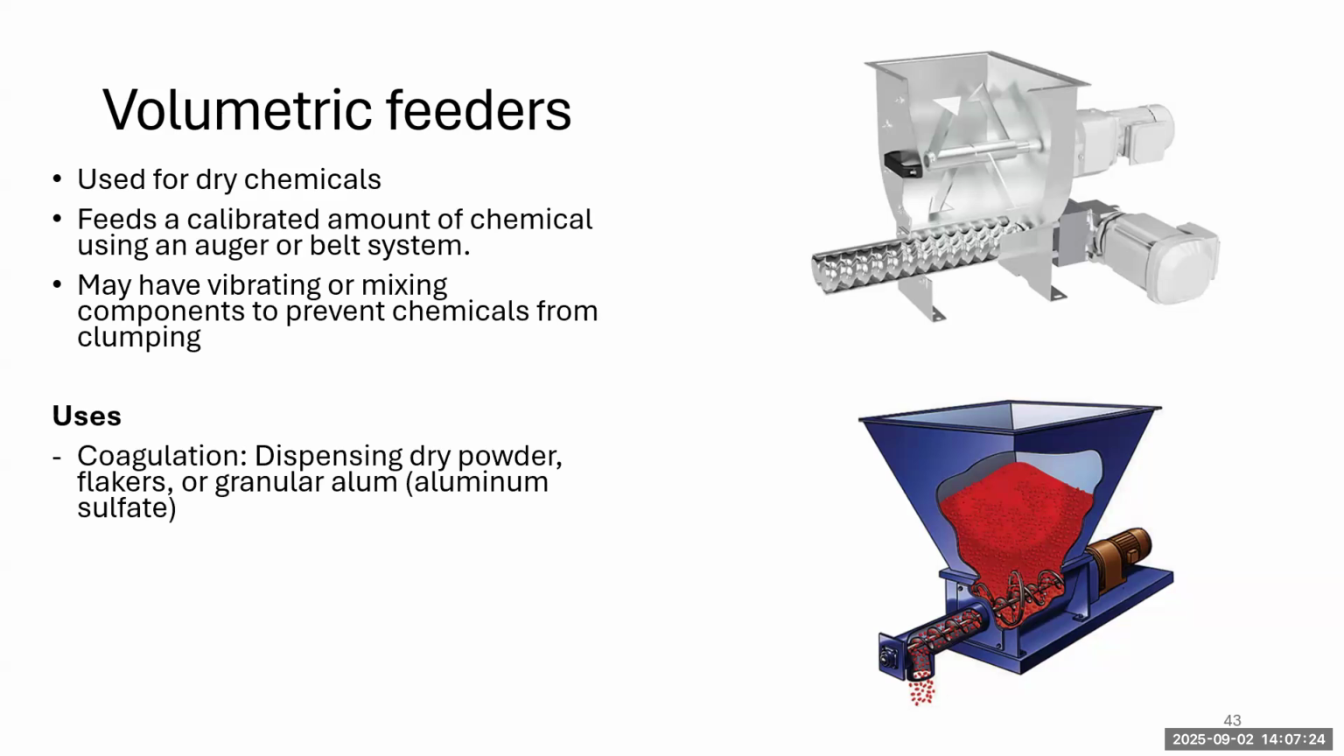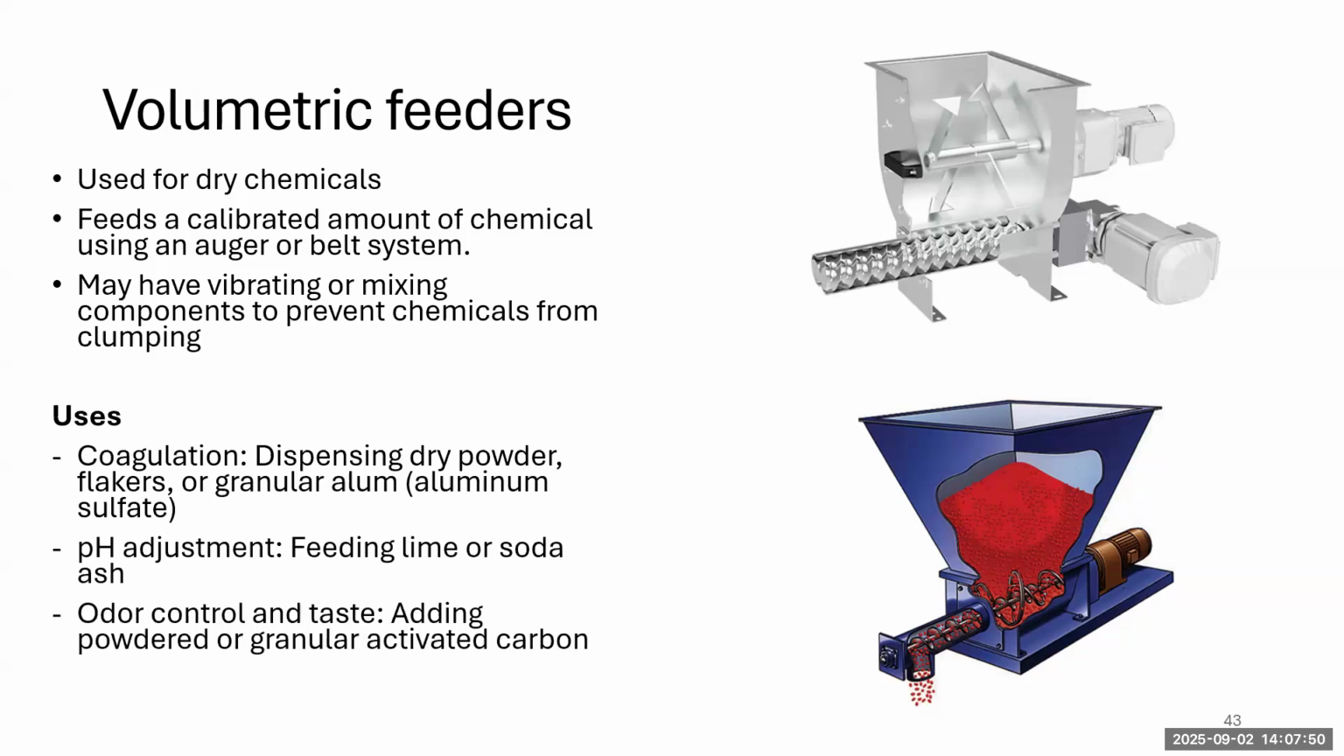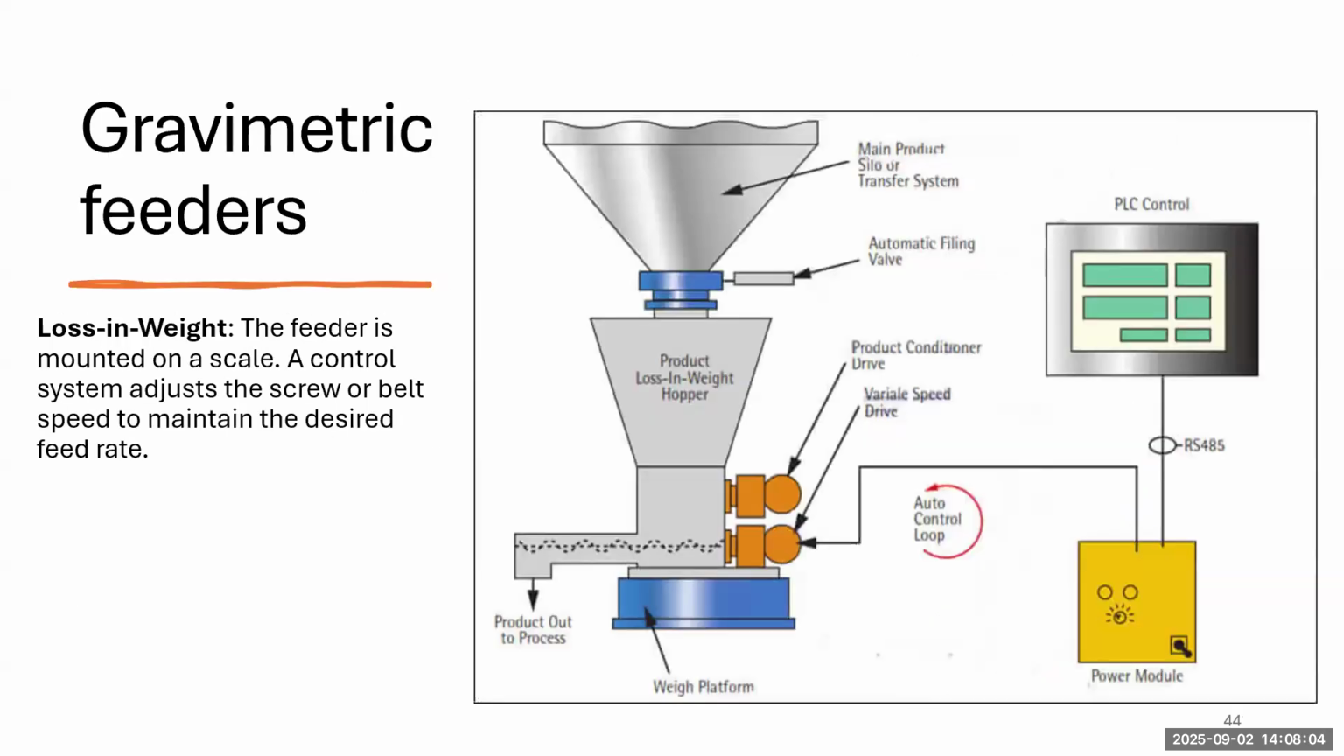For example, for coagulation, you could feed a powder instead of a liquid. That's not very common. Usually the solid forms of alum are liquefied anyway and fed as a liquid, but it's possible to do that. For adjusting pH at a treatment plant, you would feed some kind of a lime or soda ash. Most likely that would be fed as a dry chemical. And you can also feed powdered or granulated activated carbon as a dry feed. Sometimes those might be combined with water to make a slurry, but those are common ways to feed it.